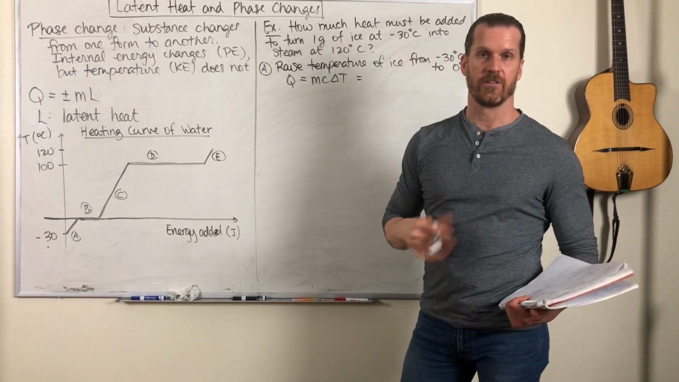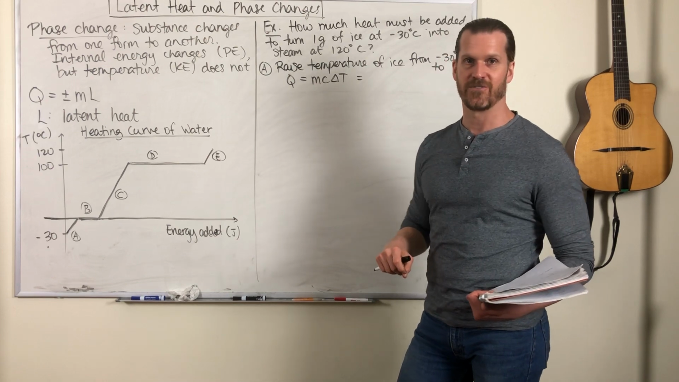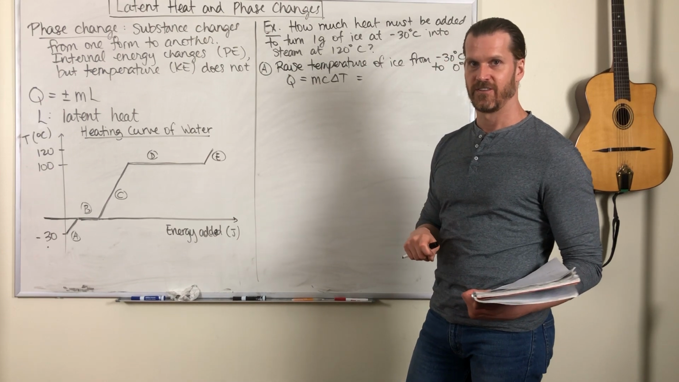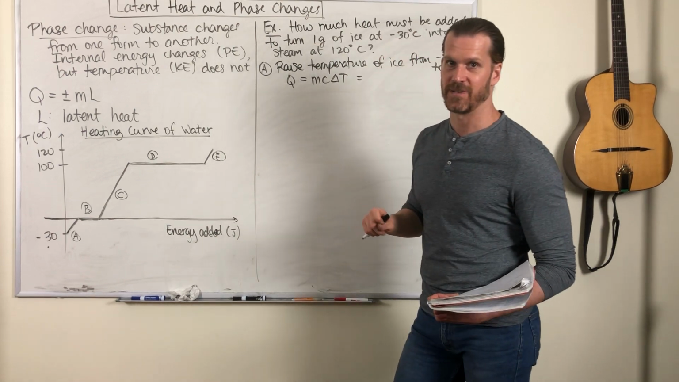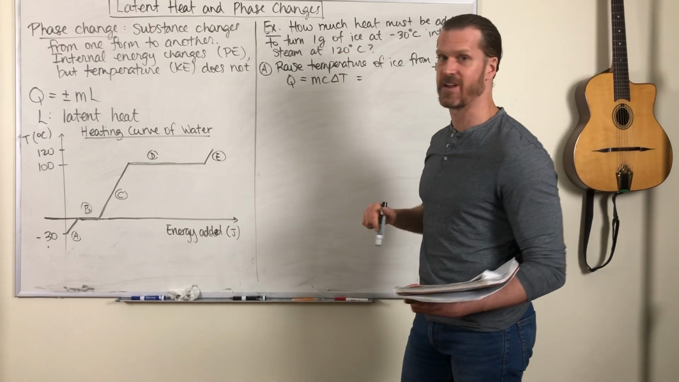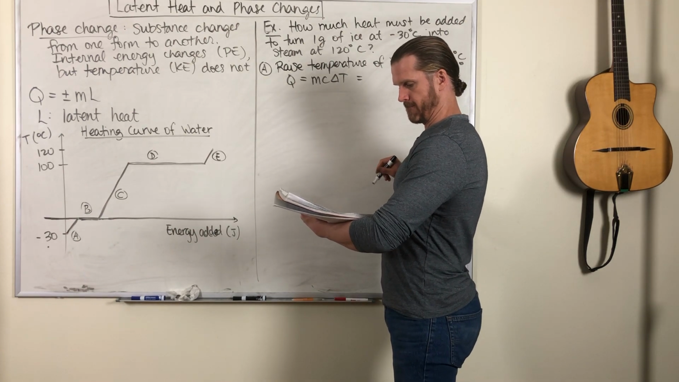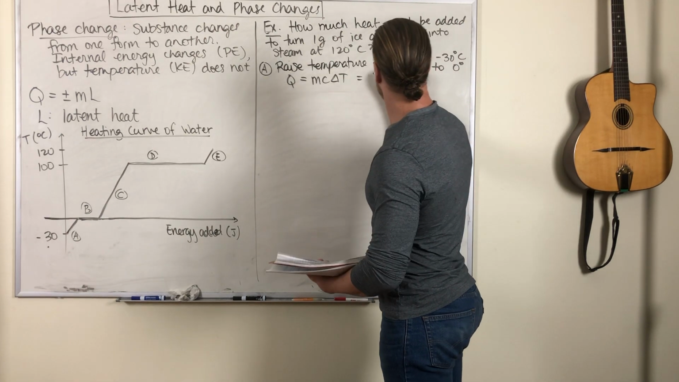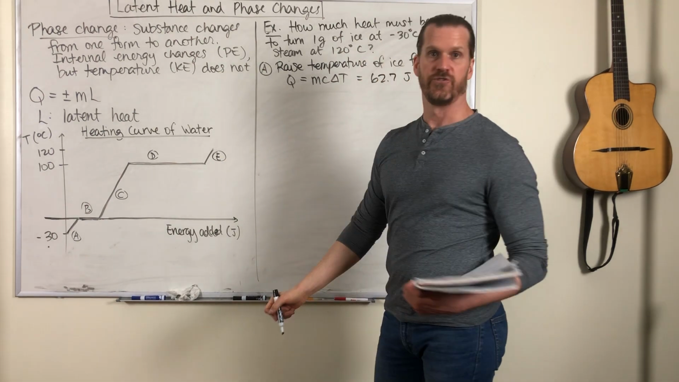I'll let you guys try this calculation out. That C value can be found in your textbook. Make sure it's the specific heat for ice. And also remember that M needs to be in kilograms. So turn your 1 gram into kilograms. And that should give you 62.7 joules.